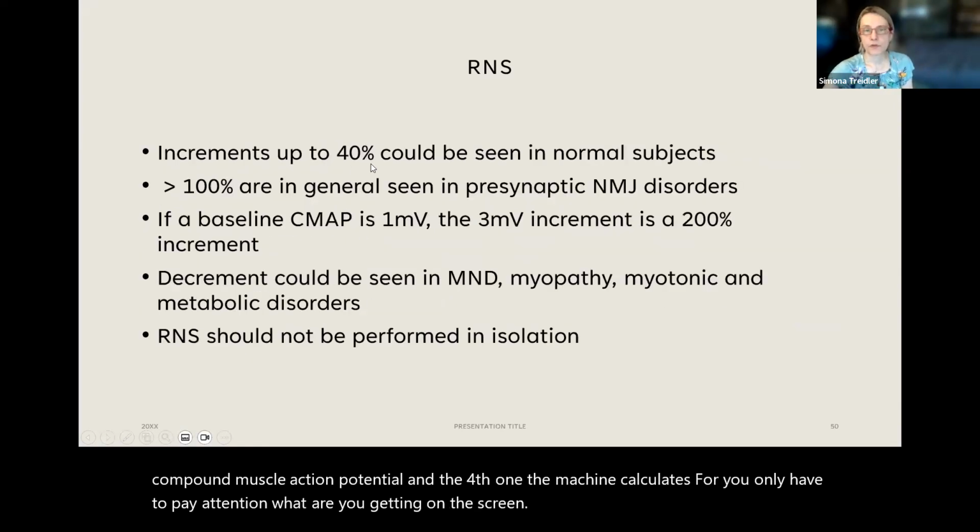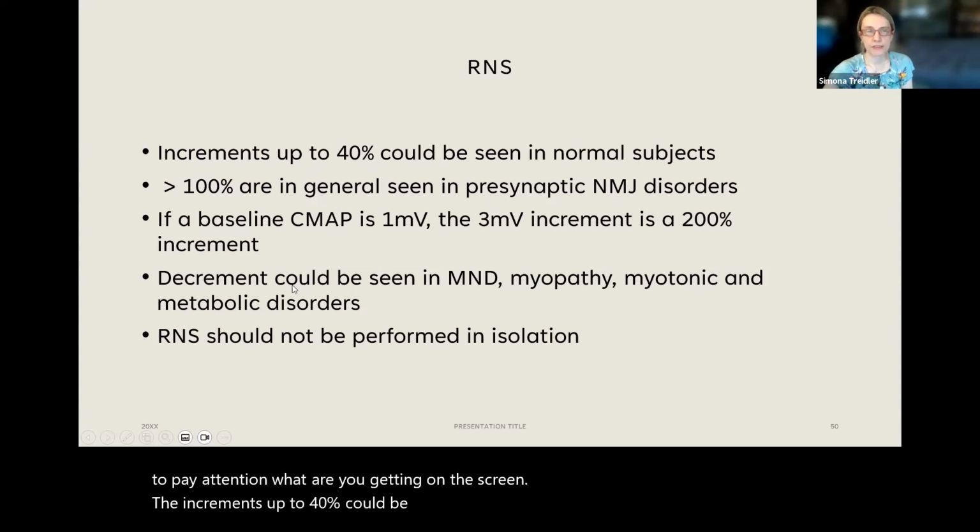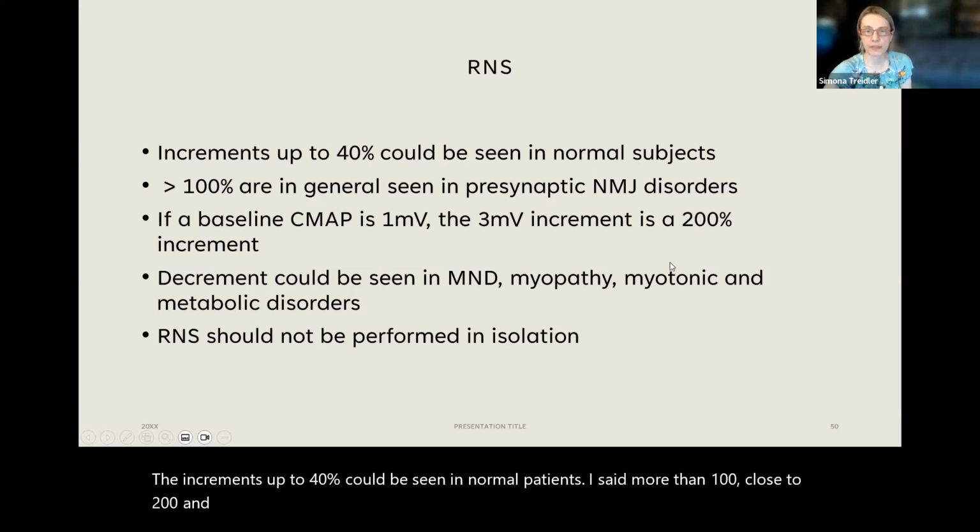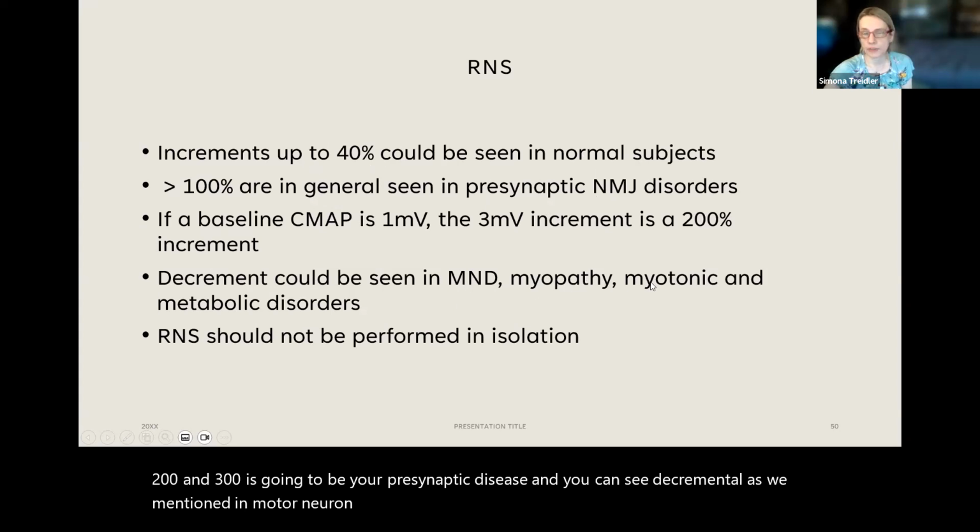The decrements up to 40% could be seen in normal patients. I said more than 100, close to 200 and 300 is going to be your presynaptic disease. And you can see decremental, as we mentioned, in motor neuron disease, in myotonic disorders, myopathy, and metabolic disorders.